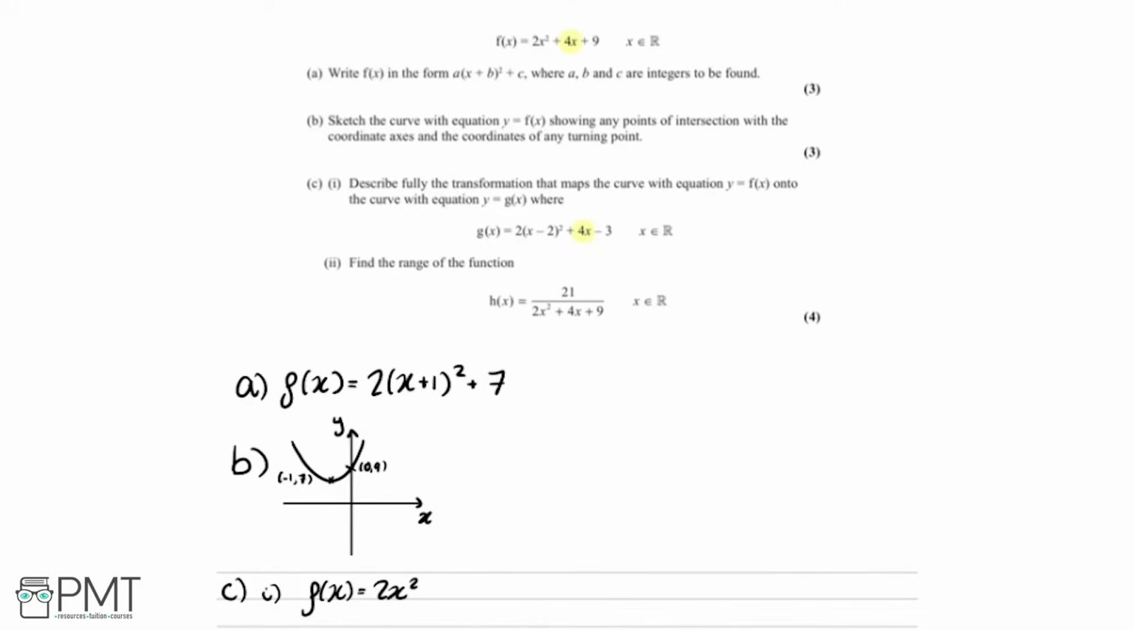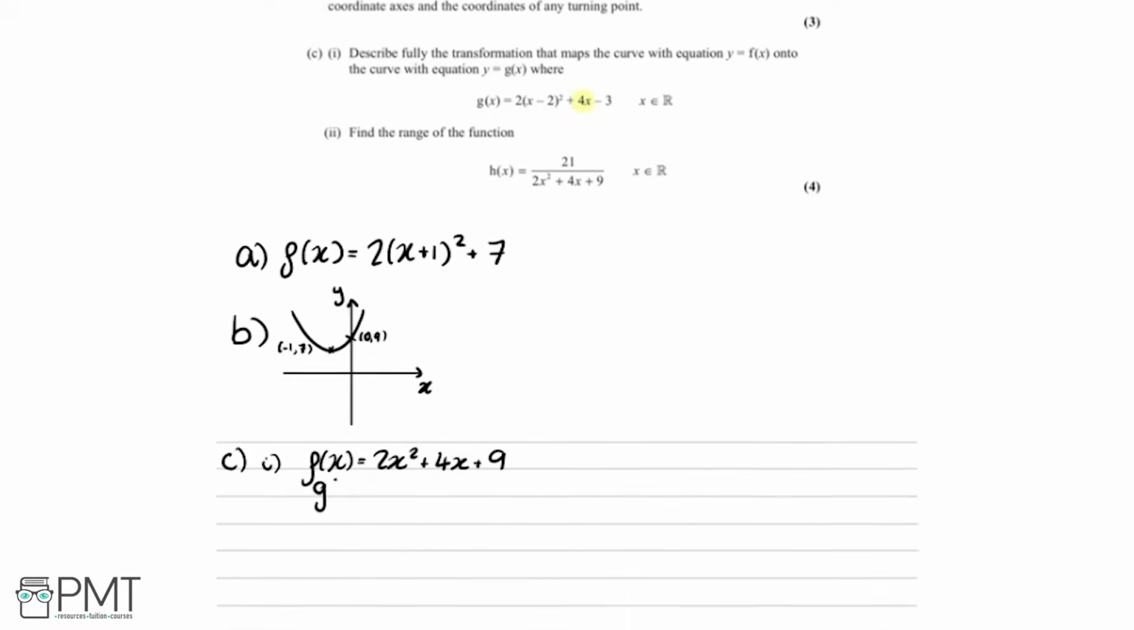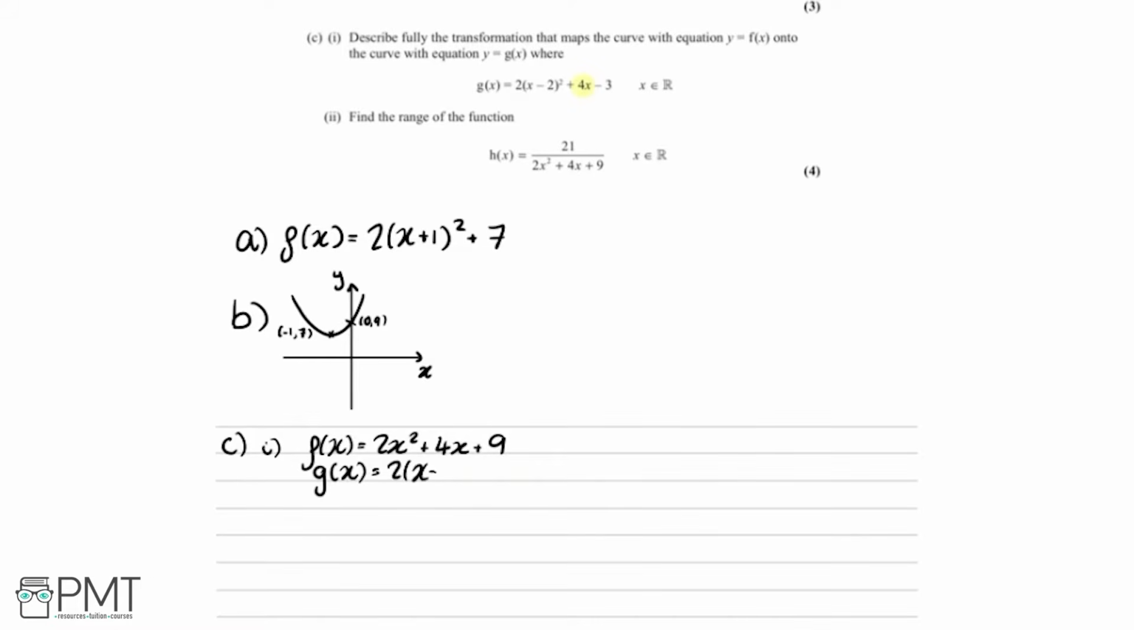Let's write down f of x here. And g of x. We need to try and work out a transformation that gets us from f of x to g of x. Now this is quite good because they're in similar form. We've got 2 multiplied by something squared, 2 multiplied by something squared. We've got 4x, and then we've got a constant and a constant. The difference here is we've got an x here and x minus 2 here. So the first thing I'm going to try is actually, we've got x going to x minus 2.